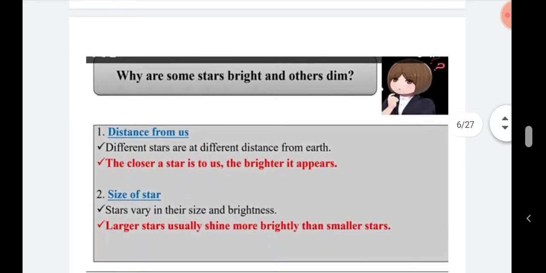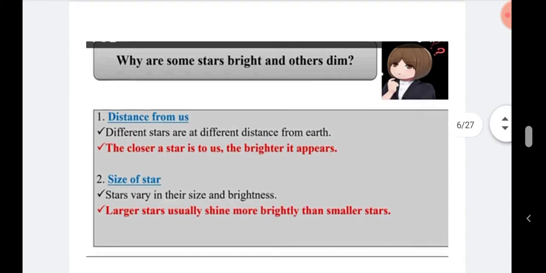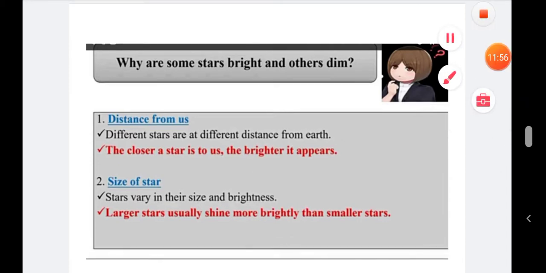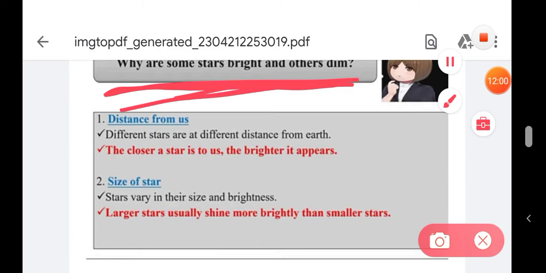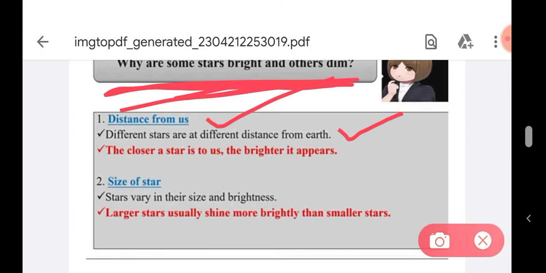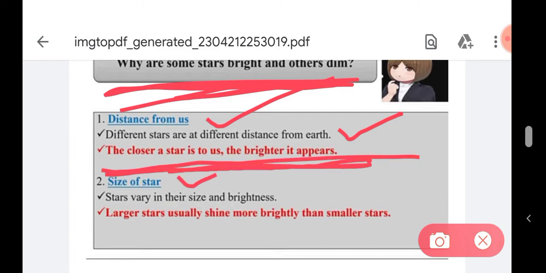ओके स्टूडेंट्स, सो व्हाई सम स्टार ब्राइट एंड अदर डिम? This is also an important question, why are some stars bright and others dim? So the reason is distance from us, कि उनका हमसे डिस्टेंस कितना है. डिफरेंट स्टार्स आर एट डिफरेंट डिस्टेंस फ्रॉम अस एंड द क्लोजर अ स्टार इज टू अस द ब्राइटर इट अपीयर्स. ओके, एंड साइज ऑफ स्टार इज ऑल्सो डिपेंड ऑन दैट.